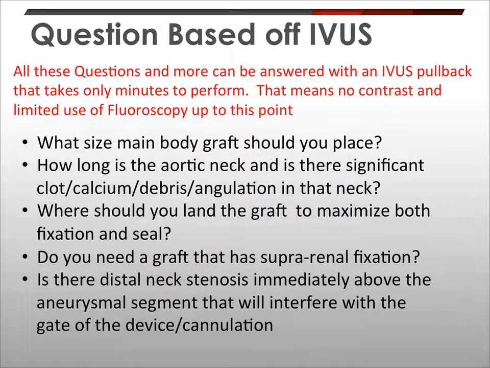In this slide, we ask several questions that can all be answered by intravascular ultrasound with a pullback that takes only a couple of minutes without having used any contrast, using spot fluoro only. For example, what size main body graft should we place? How long is the aortic neck? And how much clot or calcium or debris or even angulation is in that neck and where that is exactly in real time? Where should you land the graft to maximize both fixation and seal?